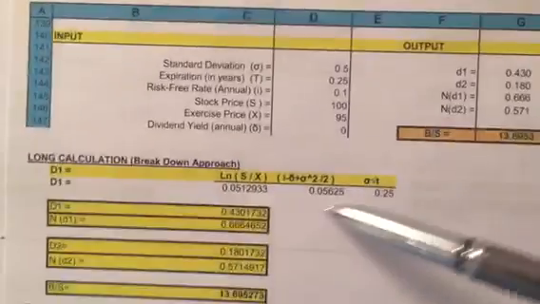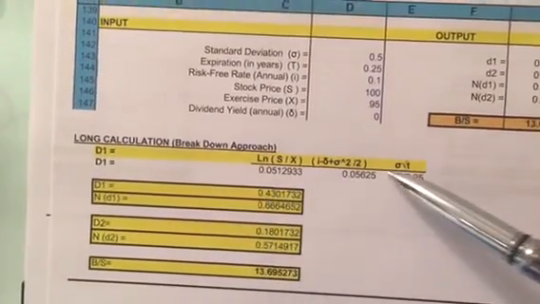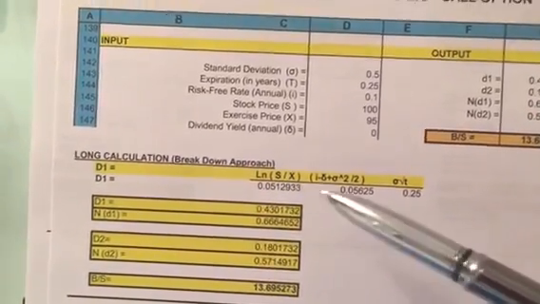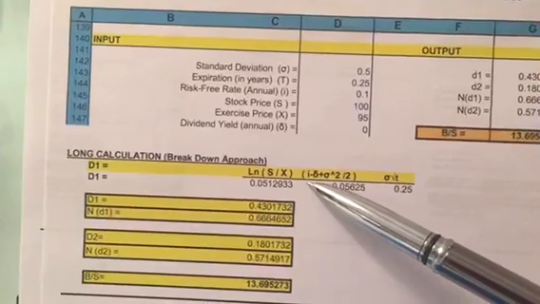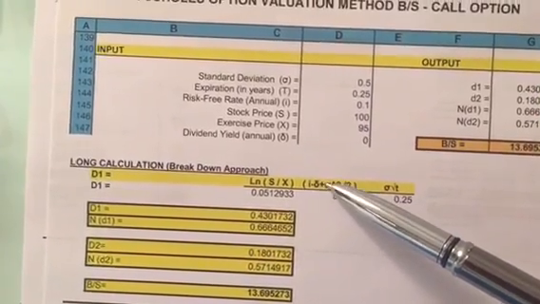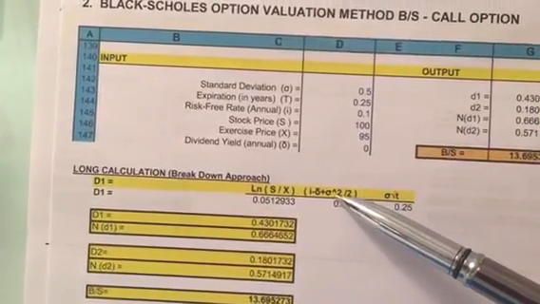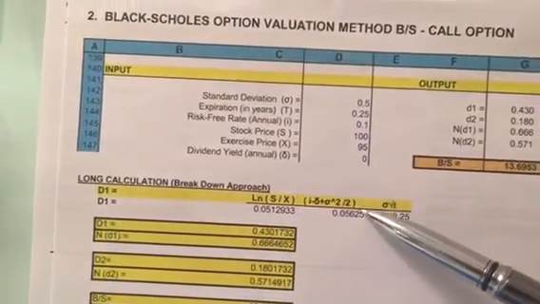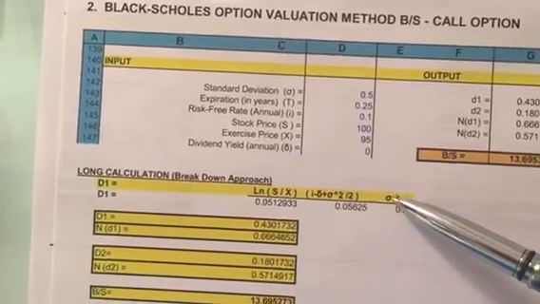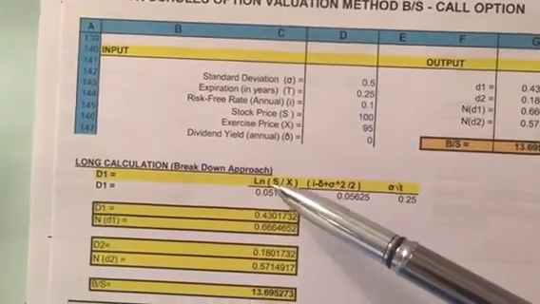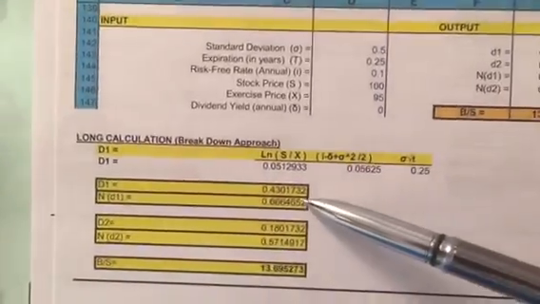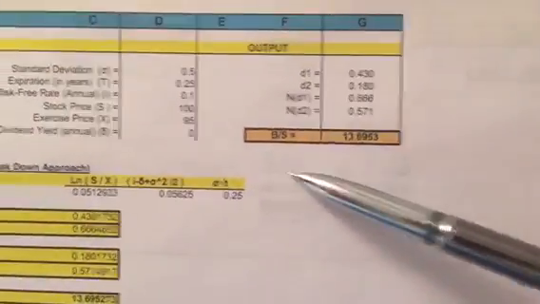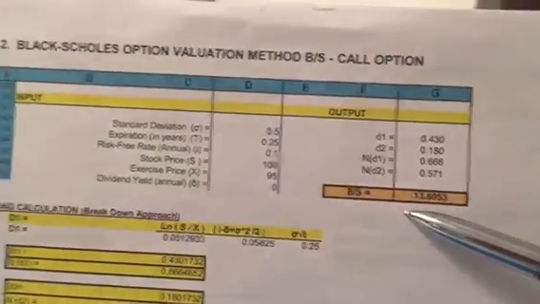Now D1 is a big, long formula, and I have it here. So I calculate this part, which is the logarithm of S divided by X. I calculate this part, which is the interest minus the dividend, plus sigma squared divided by 2, and then times T. Sorry, I forgot the T here. So times T, and then you have the sigma squared times T. So you do a calculation of this plus that divided by that. And you get your ND1, ND2. And then that's how you get this Black-Scholes. And that's about 10 points.